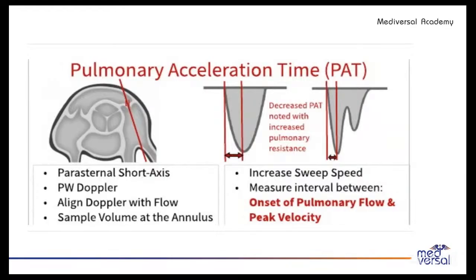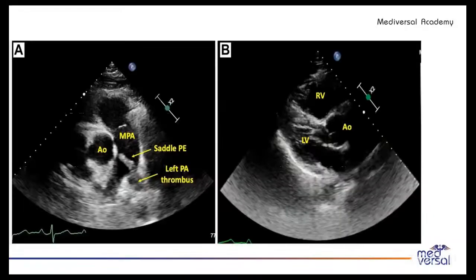Pulmonary acceleration time is obtained from the short axis view at the level of the aortic valve, and pulse wave Doppler should be placed over the pulmonary valve. The Doppler should be aligned with the flow of the pulmonary artery, and the sample volume should be at the level of the annulus. Generally, there will be a smooth curve normally, but with pulmonary embolism we get a notch and decreased pulmonary acceleration time. I will show you clearly.